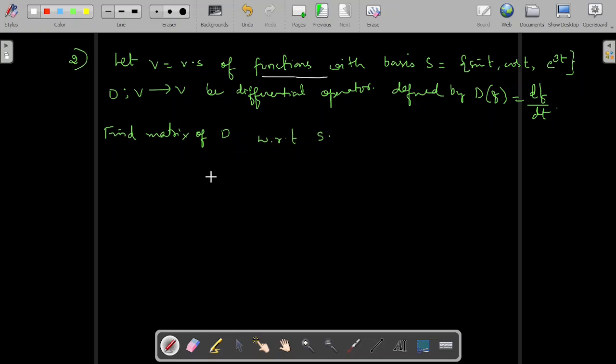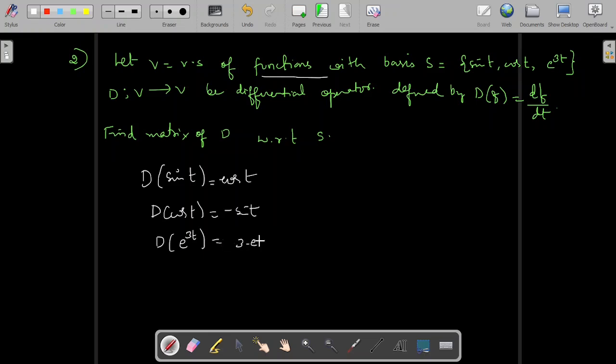Okay, so first let us find out where these basis vectors will go after applying the transformation. Derivative of sin t is equal to cos t, derivative of cos t equals minus sin t, then derivative of e to the power 3t equals 3 times e to the power 3t. Now you have to write these values in terms of the basis vectors, that is 0 times sin t, because there is no sin t term, plus 1 times cos t, plus 0 times e to the power 3t, because there is no e to the power 3t term.